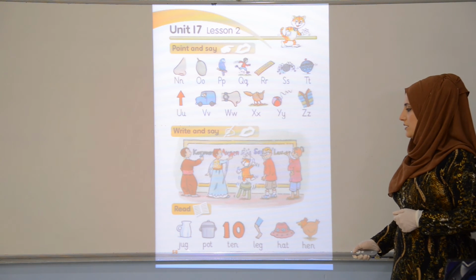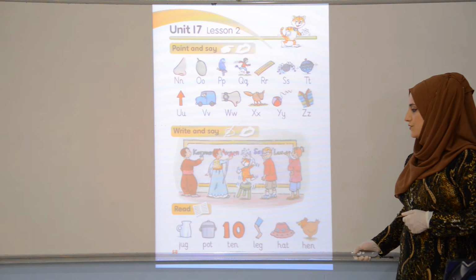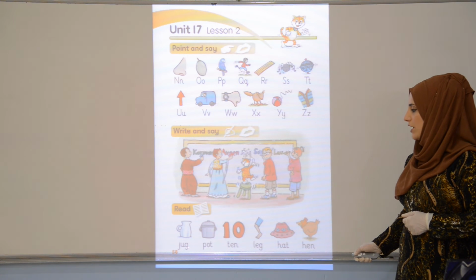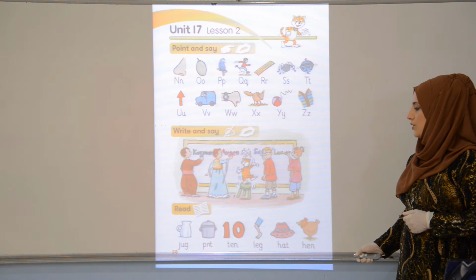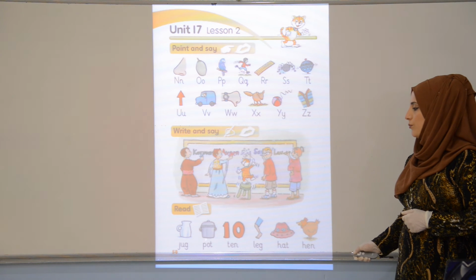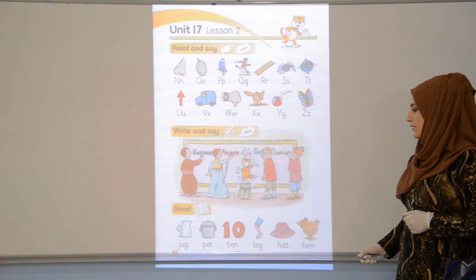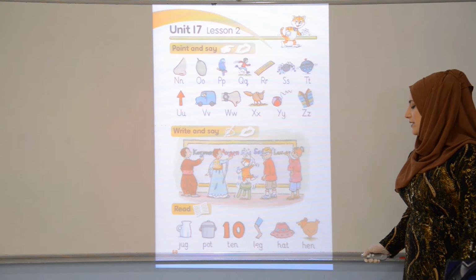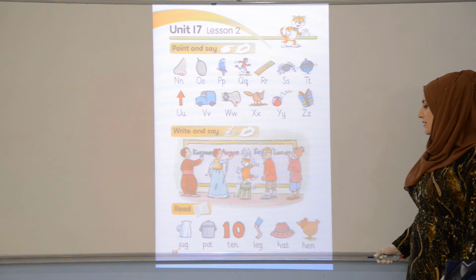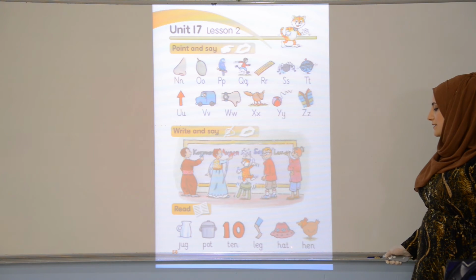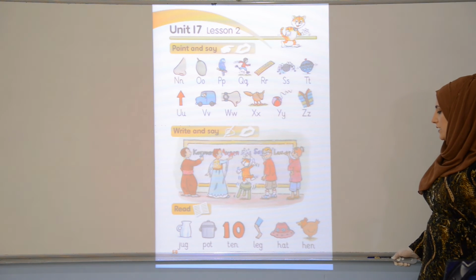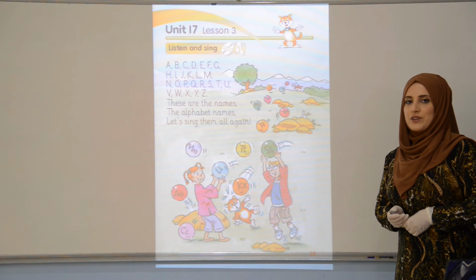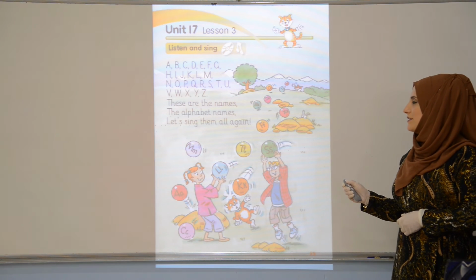Look at number 1. We have to say jug, J, U, G, jug. P, O, T, pot. T, E, N, ten. L, E, G, leg. H, A, T, hat. H, E, N, hen. Okay, students, now we have Unit 17, Lesson 3.